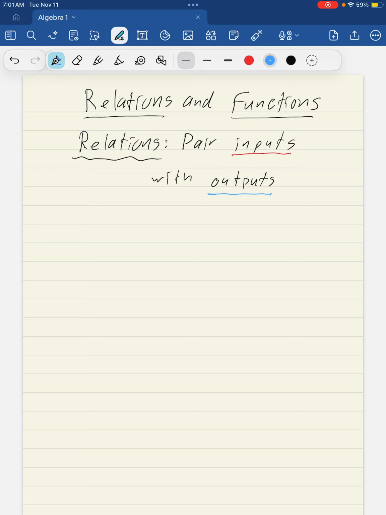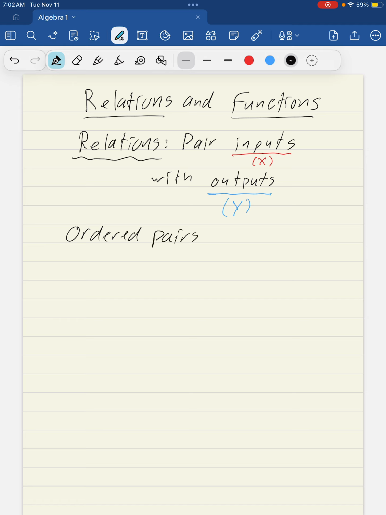Hello and welcome back. Today we're going to talk about relations and functions. A relation is a way that you pair an input, which in algebra is usually an x value, with an output, which in algebra is usually treated like a y value. The most common way to do that is with ordered pairs.